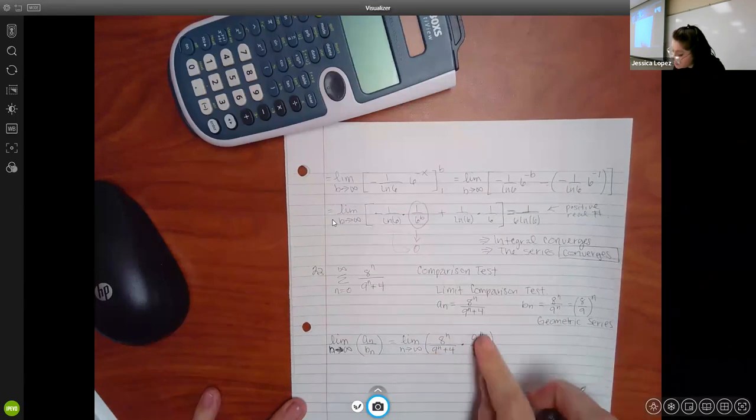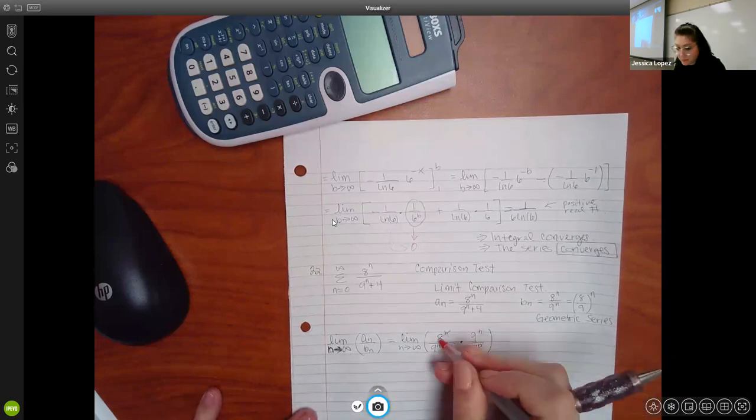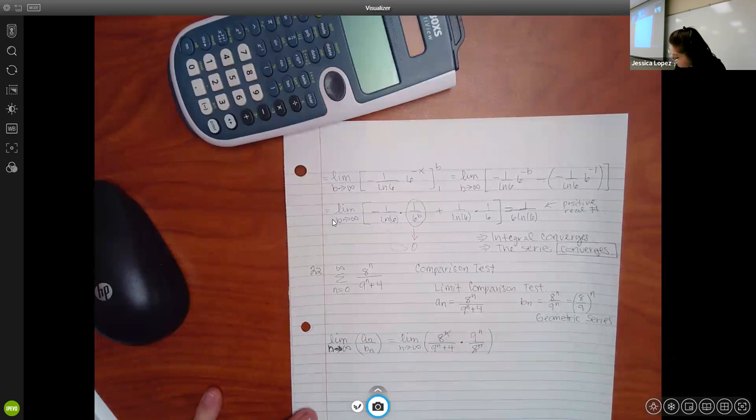Do not cancel these 9 to the power n's. One is a factor, the other is a term, okay? They both have to be factors. They both have to be multiplied by something in order for you to cancel them. Okay, I can cancel these guys, not a problem.